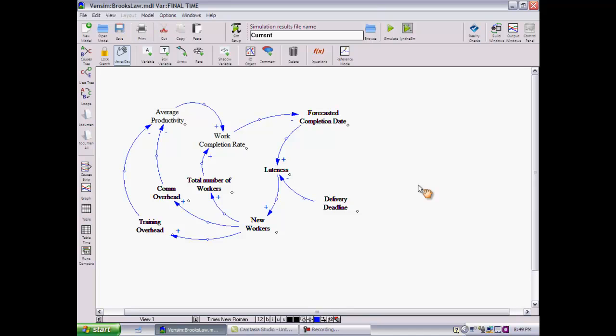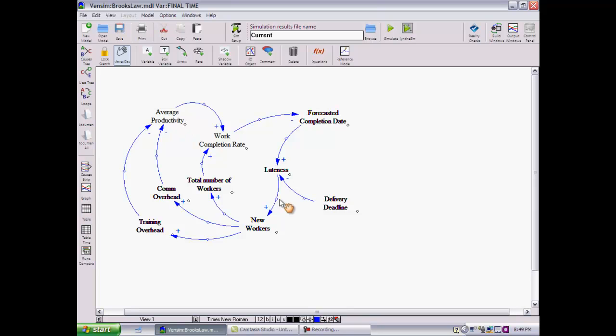If you multiply those all together, you get a plus, which means this is a reinforcing or positive feedback loop. This is very alarming because look at what it tells you. It tells you that if lateness were to increase and you add new workers, the system reacts by adding new workers, but the effect of this feedback loop is such that it goes ahead and increases lateness even further because average productivity has been reduced.